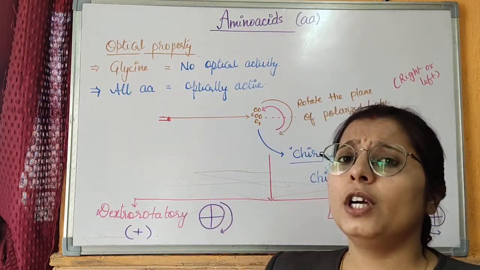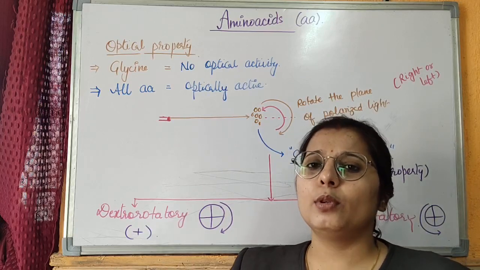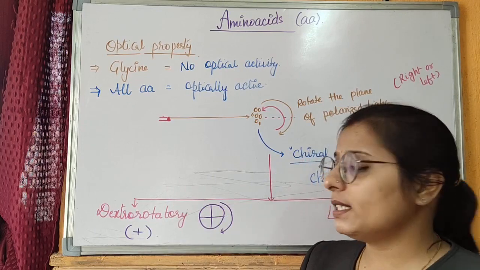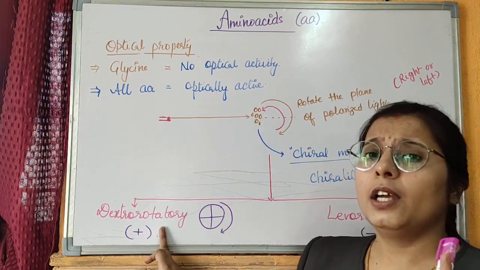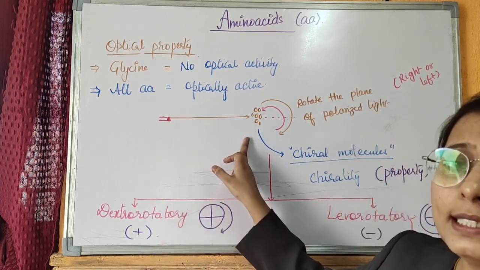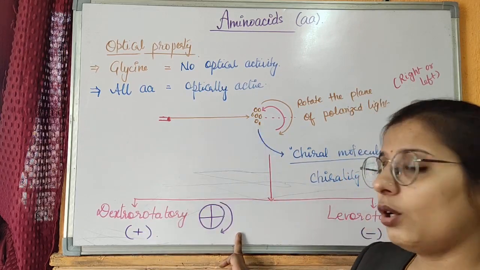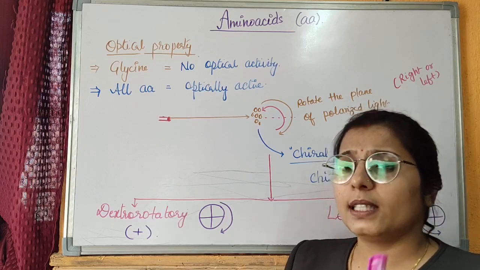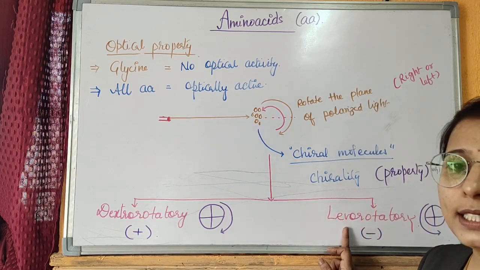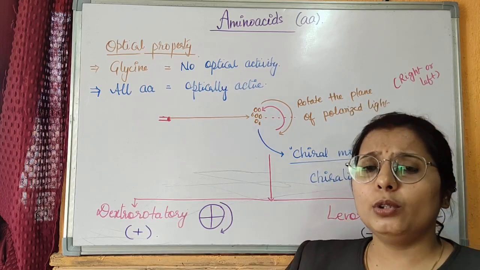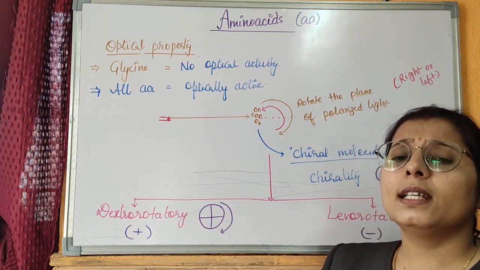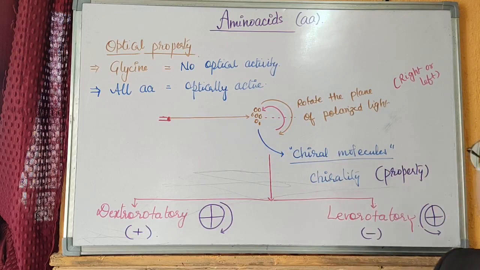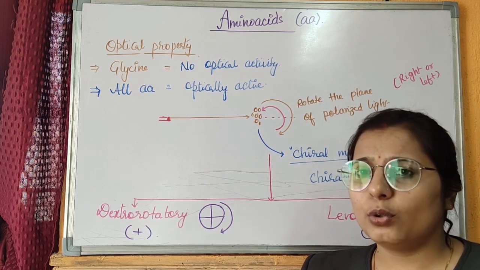On the basis of rotation of plane polarized light, amino acids can be of 2 types. The first is dextrorotatory, where the plane of polarized light is rotated clockwise and it is given a positive sign. The second is levorotatory, where the amino acid rotates the plane of polarized light anti-clockwise and it is given a negative sign.